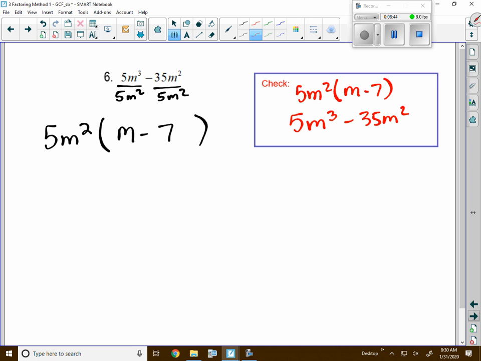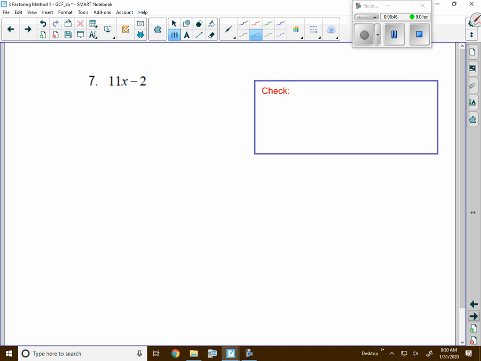Okay, so we have a few left. I know there's lots of practice here. Number 7, 11x minus 2. What's your GCF here? 1. You can pull 1 out. Is that really useful? No. So in this case, we would say we don't really have a GCF, so this is not factorable.